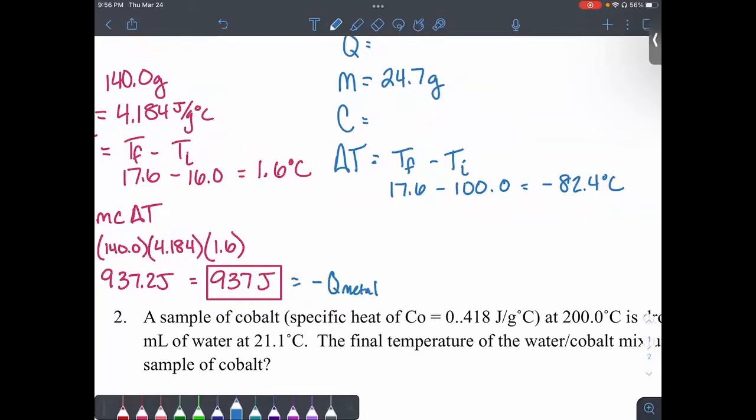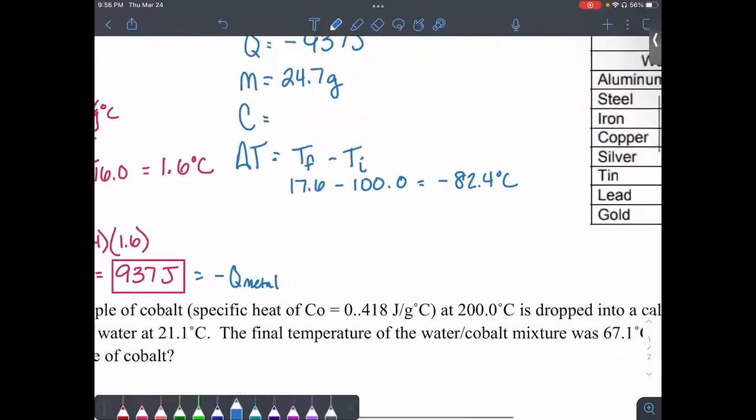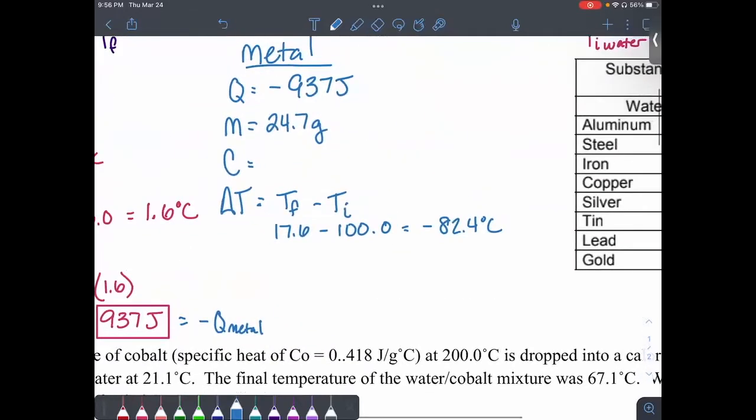So our Q of our metal is really negative 937 joules, because it has to be equal and opposite, because that's how much the metal released in energy, which is what our water gained in energy. So now we can plug in our information because we have enough to solve.